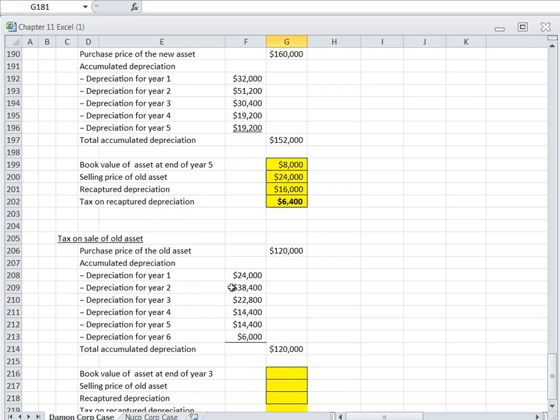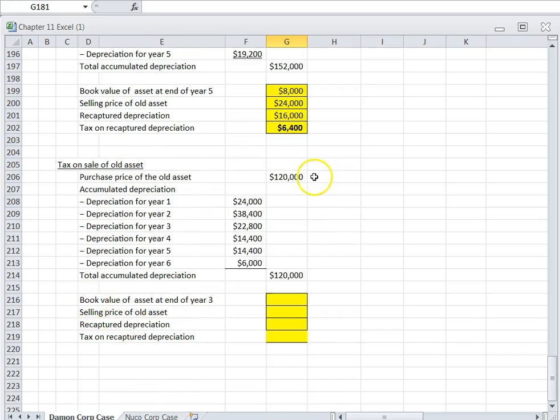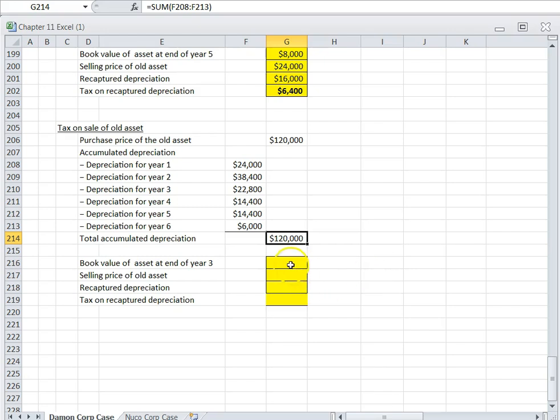So let's do that exercise again down here now with the old machine. I have the purchase price of the old machine. Here is the full depreciation of the old asset. And we'll say the accumulated depreciation is going to be a full $120,000. All right. So the book value of the asset at the end of year 3.